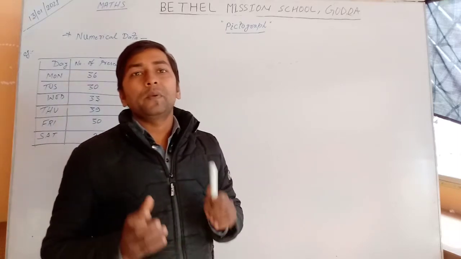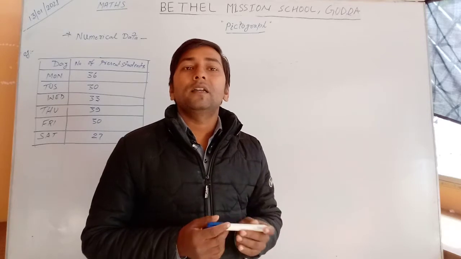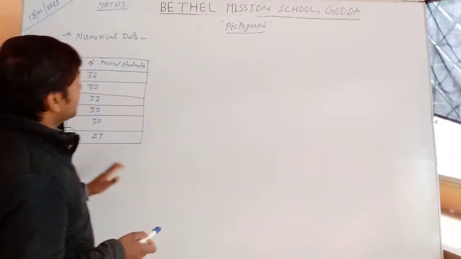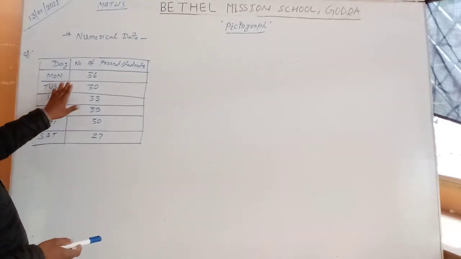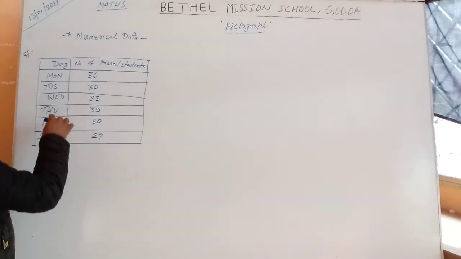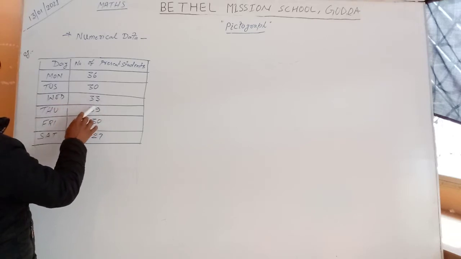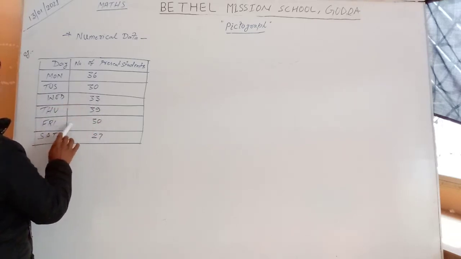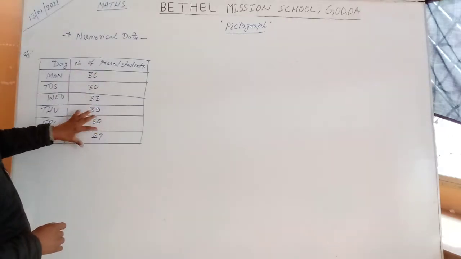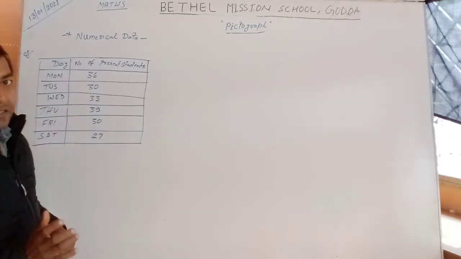Okay, so what is the pictograph? Now, by an example, we understand what this is. I have taken one data, that is the number of present students in a school on Monday 36, on Tuesday 30, Wednesday 33, Thursday 39, Friday 30 and Saturday 27. This is the information of present students on particular days.